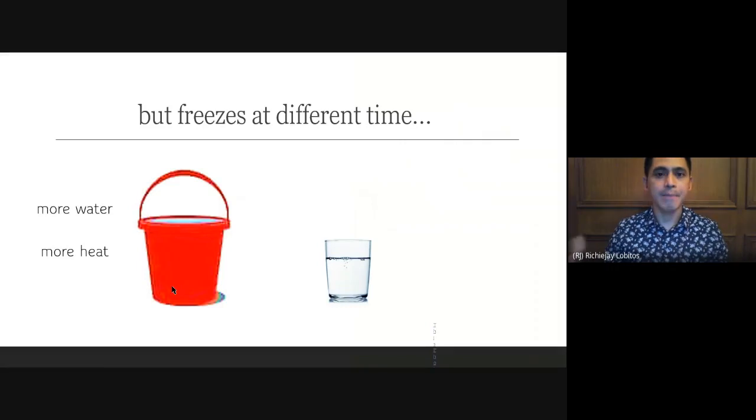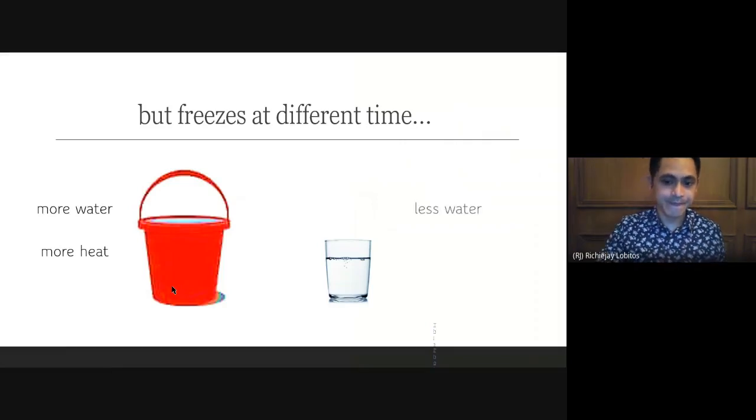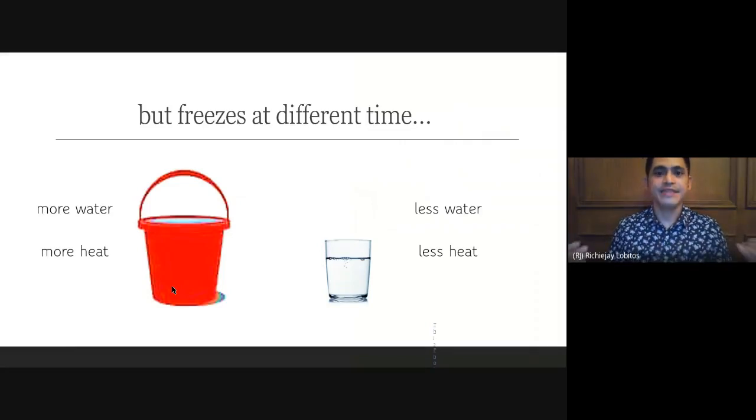And therefore, a pail of water will freeze slower than a glass of water. Is that clear? A glass of water contains less water. That means it contains less water molecules and therefore less heat. They freeze faster because they can lose this heat faster. And getting to 0 degrees Celsius is really fast compared to a pail of water.